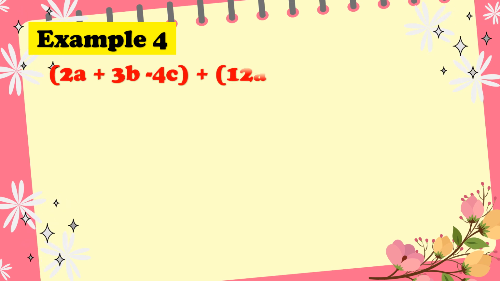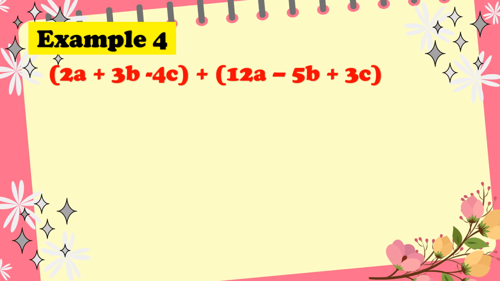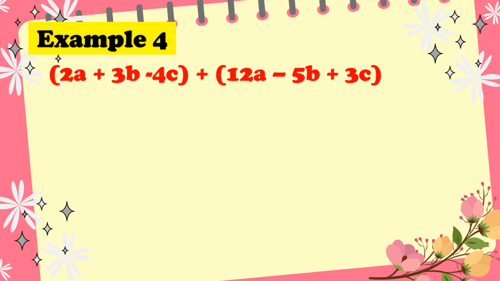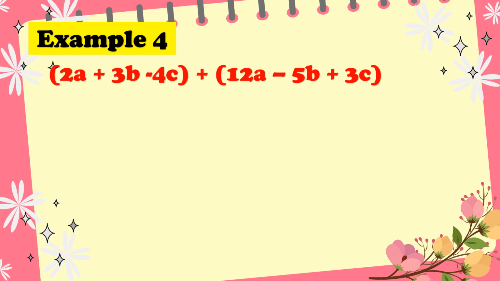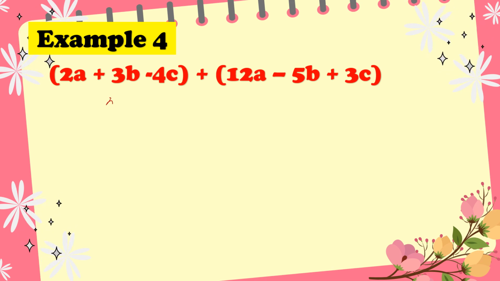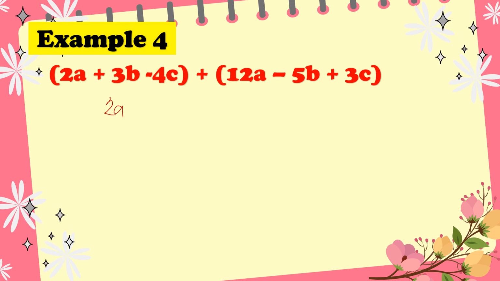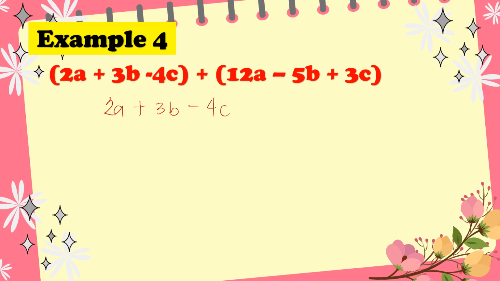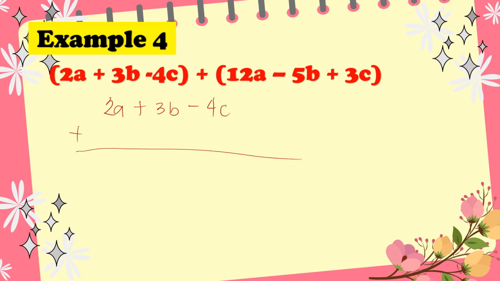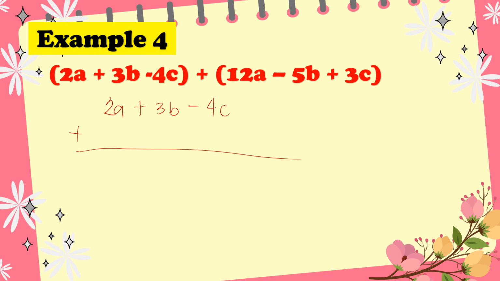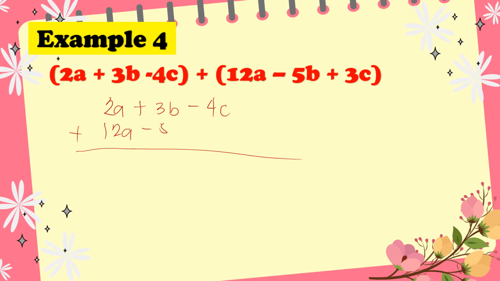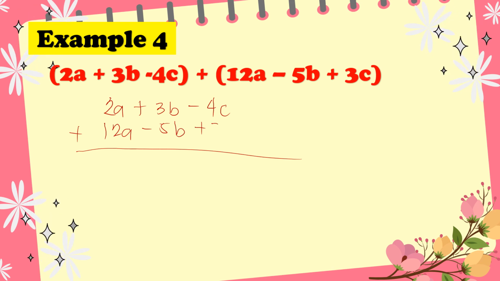Example number 4. Quantity 2a plus 3b minus 4c plus quantity 12a minus 5b plus 3c. Since pares ng trinomial, we could use vertical addition para mas madali. So, unang gagawin again is to copy the first given, which is 2a plus 3b minus 4c, and then i-align natin sila ulit. Dapat magkakatapat yung similar terms. So, we have 12a and then minus 5b and then plus 3c.